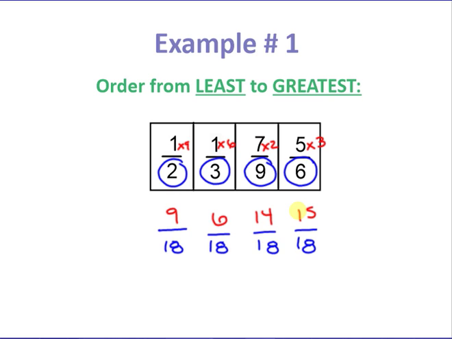Now all that's left is we have to go ahead and order them just based on this line right here, the numerators. So this one is going to be first. This one's going to be second, third, and then fourth. So let's go ahead and order them.